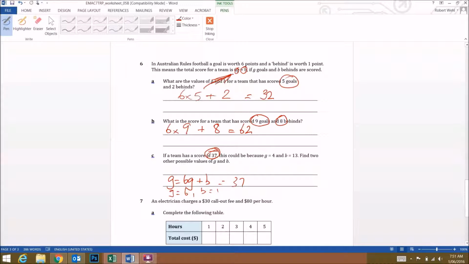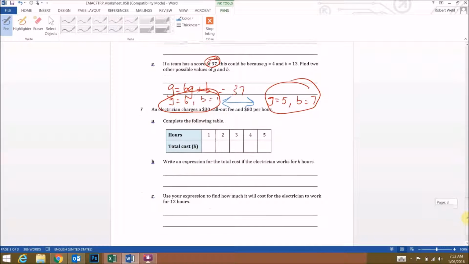The second one that I can use is if goals equals 5, it will make 5 times 6, which is 30. And then if my behinds are 7, that's going to give me 37. So they could be 2 of the values that you could use. But really, there are multiple values that you could use in this instance to find the answer. So there's lots of correct answers for that one.